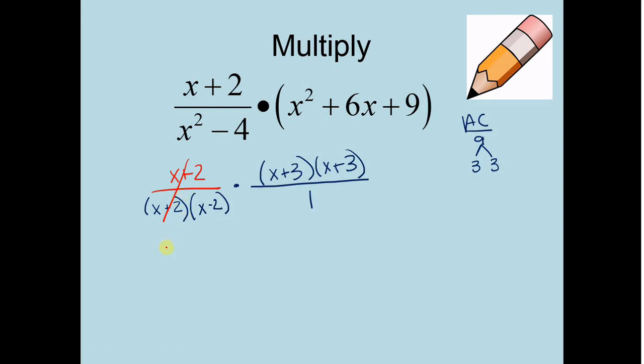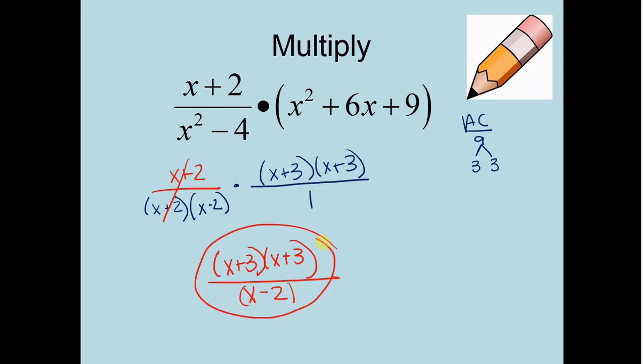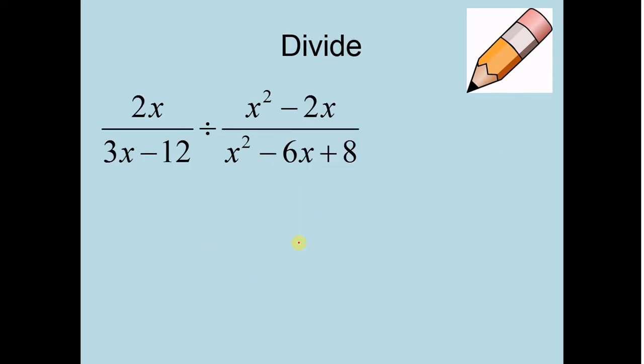That's about it, right? Can't multiply anything else. So we're going to have 1 times x plus 3 over x minus 2 times 1, x minus 2. And that's as simple as I'm requiring you to go. You could FOIL that back out, but basically you're going to get x squared plus 6x plus 9 on the top. So I just kind of want you to leave it as that with the factors.